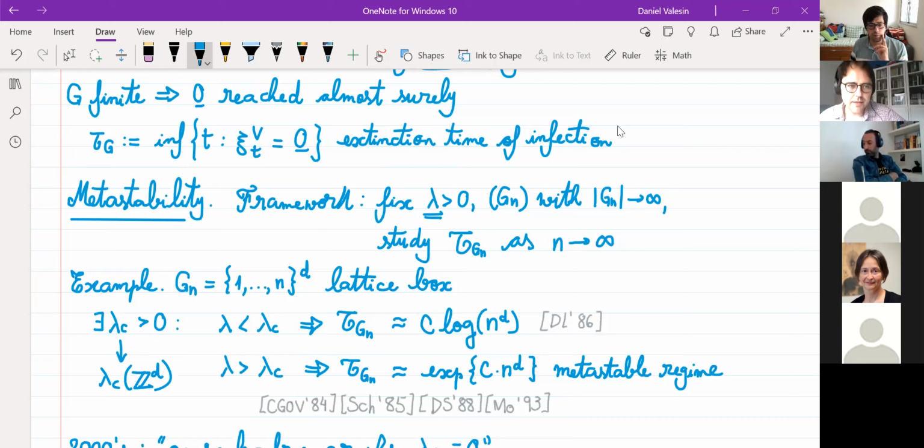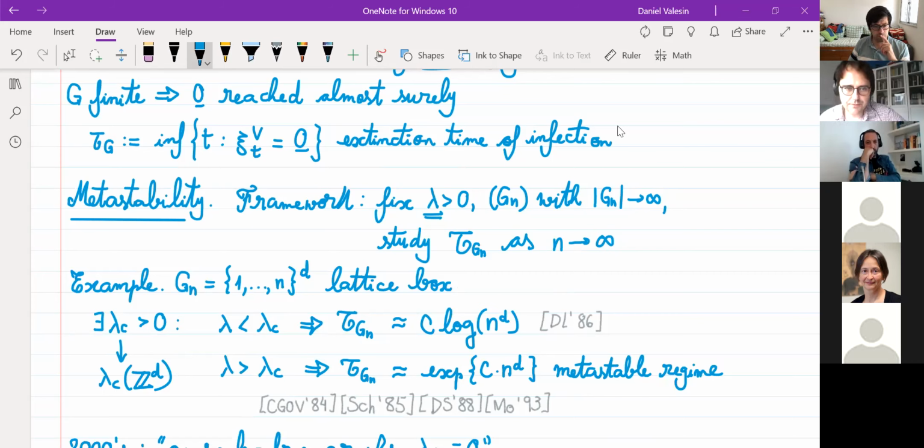But there exists this critical value, so that if lambda is smaller than lambda c, then the extinction time of the infection grows logarithmically with the volume of the graph. Whereas if lambda is above lambda c, then it actually grows exponentially with the volume of the graph. So there are some references here. This is Durrett and Liu 86. This is Cassandro, Galves, Olivieri, and Vares 84. Then Schonmann 85, Durrett and Schonmann 88, and Mountford 93.